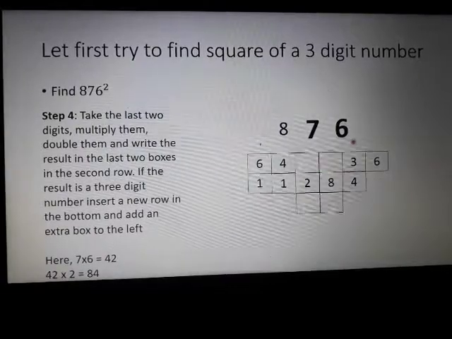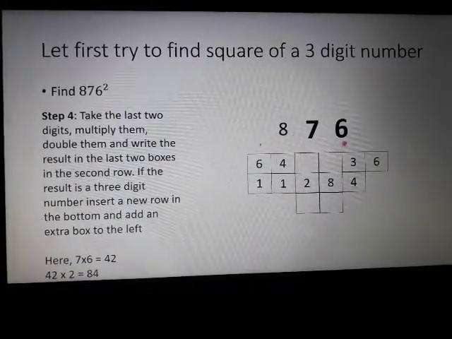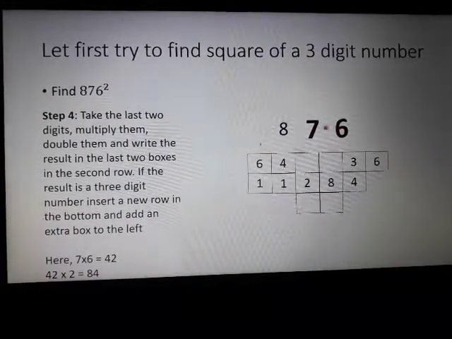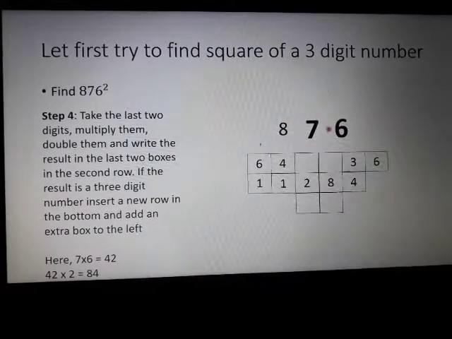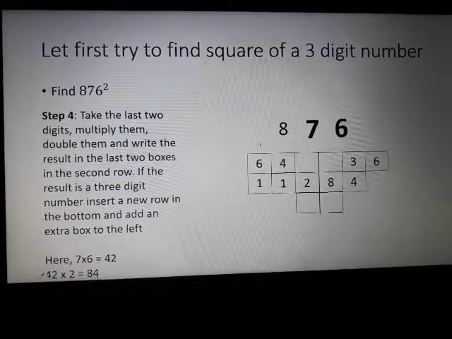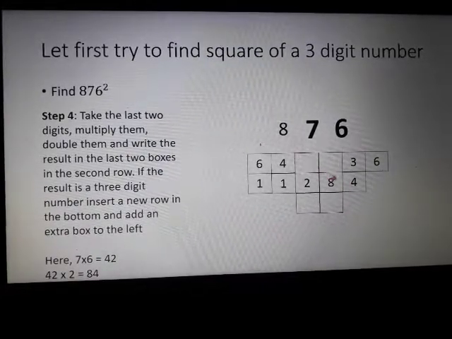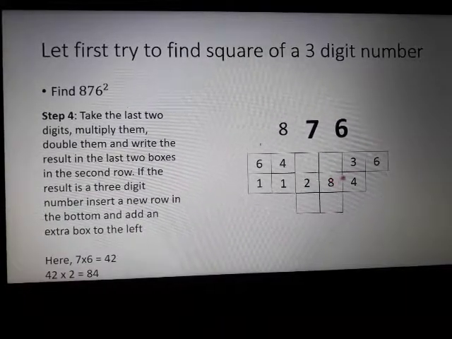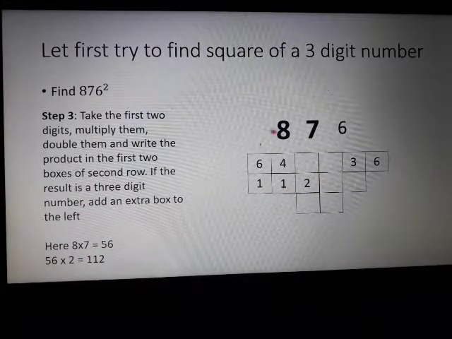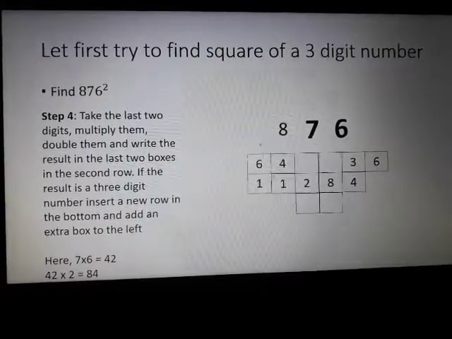Now in this fourth step, consider the second and the last digit. Multiply them and double the result. Over here we have 7 and 6. So take the product, 7 sixes are 42. Double the result. So 42 into 2 will be 84. The result is 2 digits and we have 2 spaces over here. So write the result in the last two boxes of the second row. So step 3 and step 4 consider the second row.